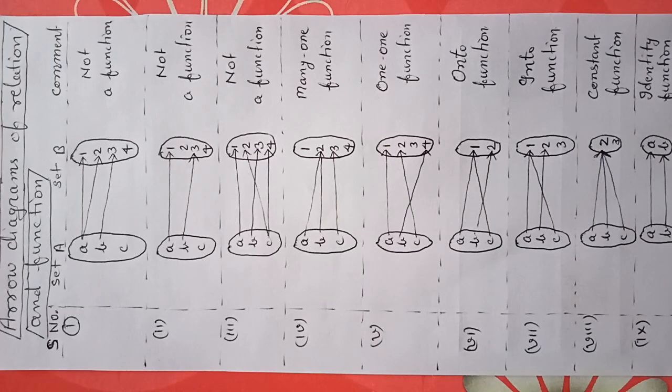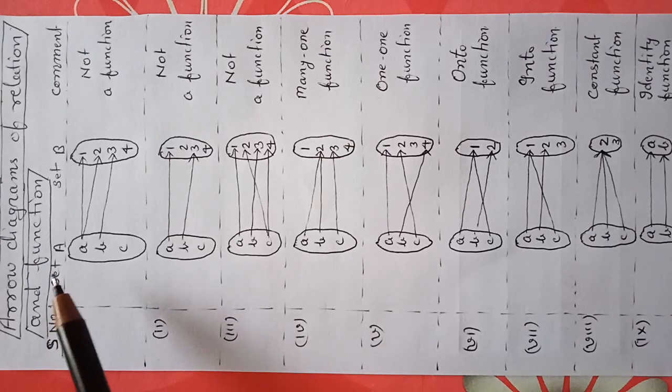Hello students, through this video we are going to look at the nature of relation as well as function with the help of arrow diagrams. We have constructed 9 examples of relationship and we are going to see through this arrow diagram whether these relations are function or not.